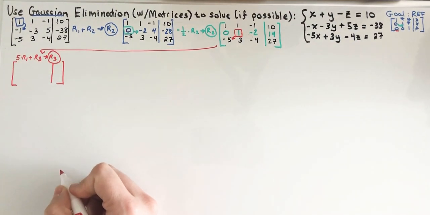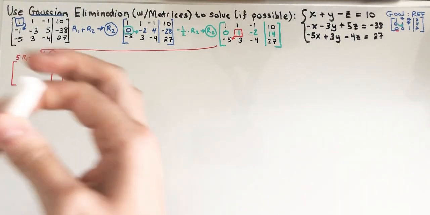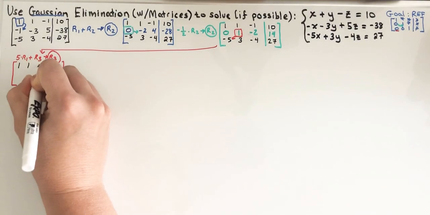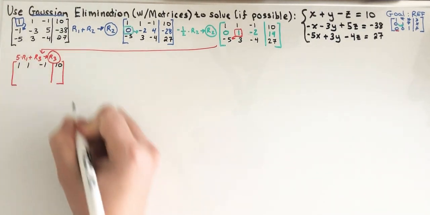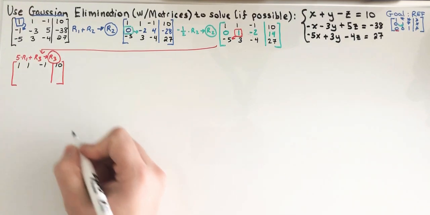So only row 3 is changing, but rows 1 and 2 remain the same. So I'm going to do a little copy and pasting. 1, 1, -1, 10 is still row 1 here. Row 2 is still 0, 1, -2, 14.